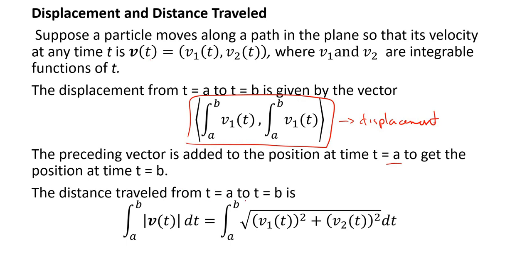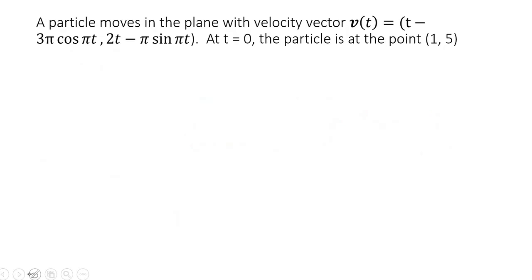So the distance traveled from t equals a to t equals b is the integral of the absolute value, which is the integral of the distance formula. All right, let's take a look at a couple of problems for this. A particle moves in the plane with velocity t minus 3 pi cos of pi t, comma 2t minus pi sine of pi t. At t equals 0, the particle is at the point 1, comma 5.